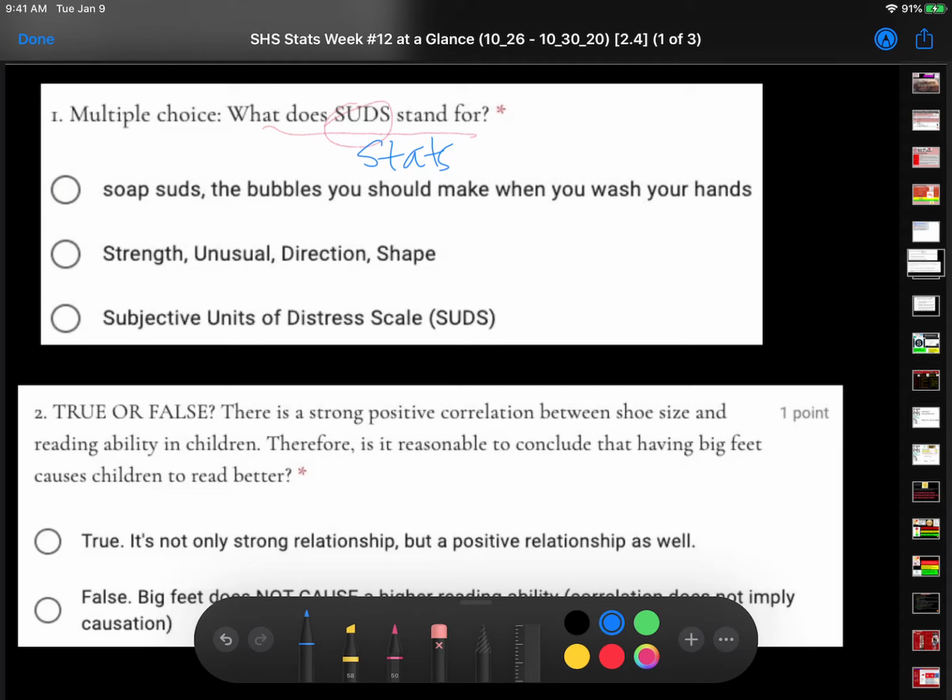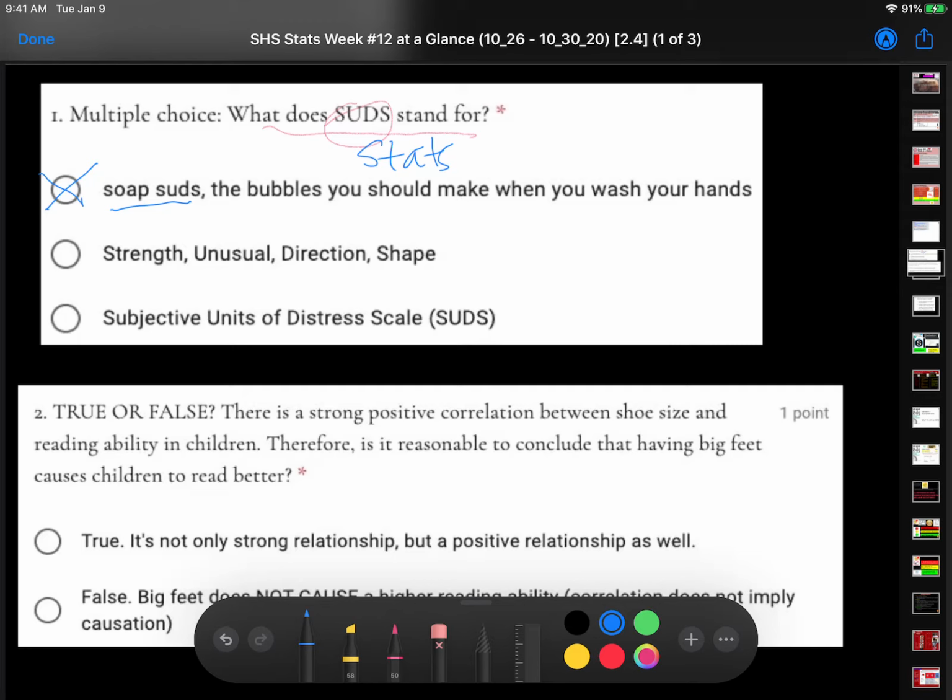Soap suds, the bubbles you should make when you wash your hands. I hope you do wash your hands, like Mr. Police says, keeping it clean like a washing machine, but no. And that was just a visual image I used in the notes to kind of help you remember.